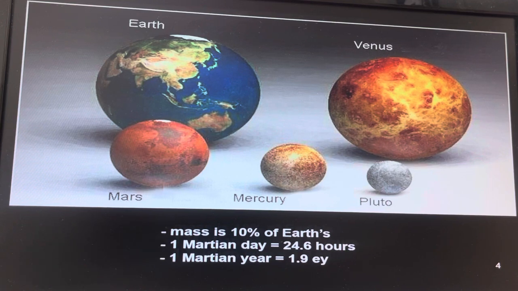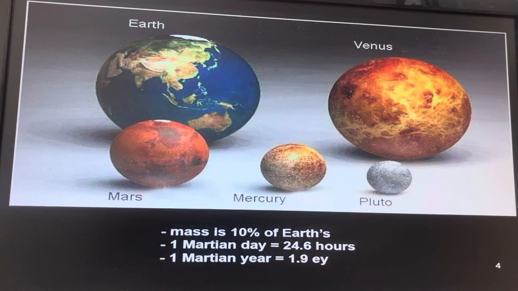One day on Mars is a little bit longer than one Earth day. An Earth day is 24 hours. Mars is about a half an hour longer. They actually call a day on Mars a sol, S-O-L.